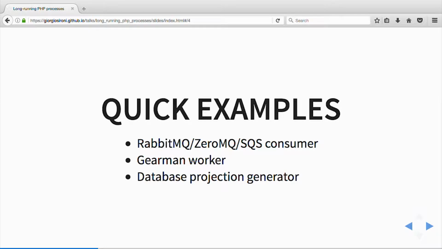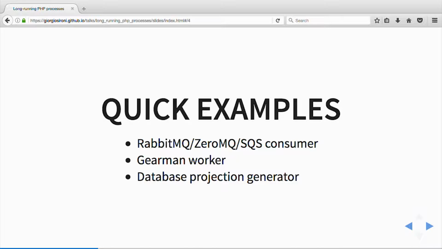Quick examples of long-running processes you may have written in PHP. All kinds of queue workers, if you're using RabbitMQ, ZeroMQ, SQS, or other proprietary queue systems, you will have to set up some processes usually that pick new messages off the queue and that do something with that, usually triggering new transactions on your application.